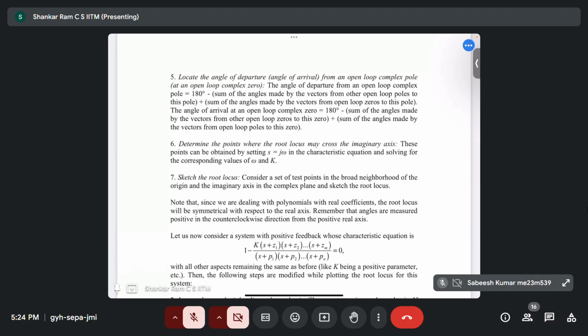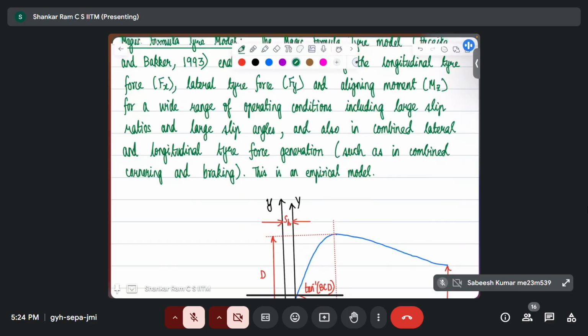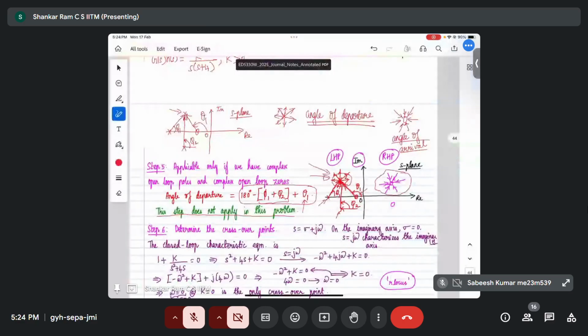Sir, can I stop you? Yeah, please go ahead. You can ask first. Thank you. Sir, can you go back to that slide? Yeah. In our first example, when we are going from the open loop zero to the open loop pole, I am talking about the theta 1 angle.